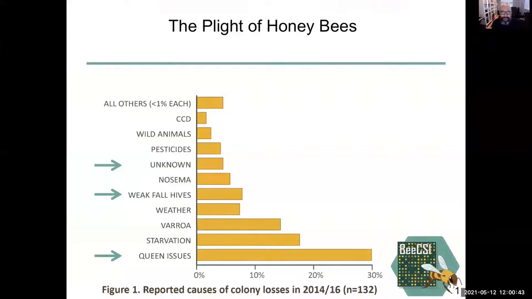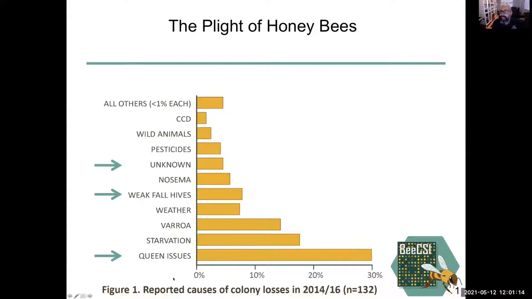All right, so we're going to start with the slide, which is a survey taken from Canadian beekeepers from 2014 to 2016. And we essentially asked beekeepers why they thought their colonies died. About 7% of beekeepers said that they don't know why their colonies have died. But two of the biggest issues that people point to are queen issues and weak fall hives. So these are the bars right here and right here.